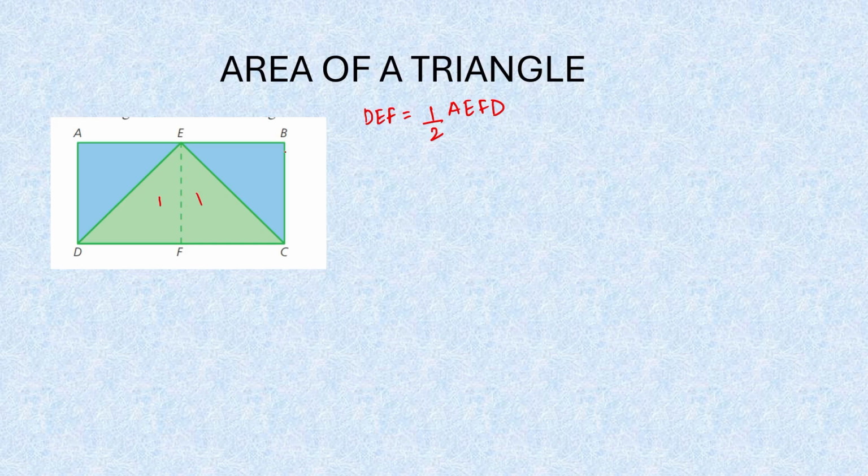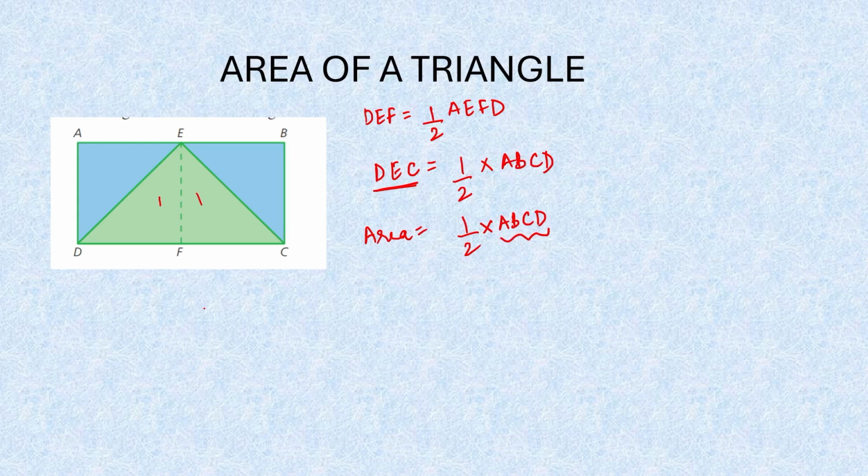Okay, we can say that this whole triangle DEC is half of your rectangle ABCD. So to find out the area of this triangle, it will be equal to half of your ABCD. And what is the formula for calculating the area of a rectangle? It is length into breadth.